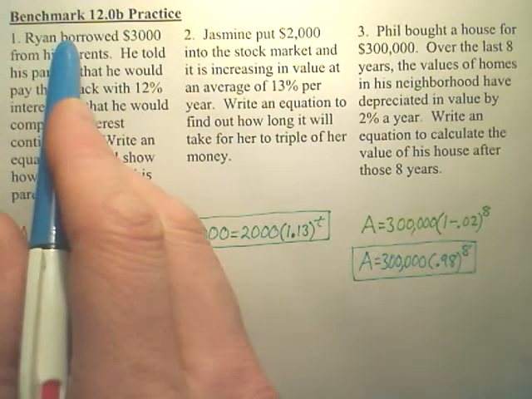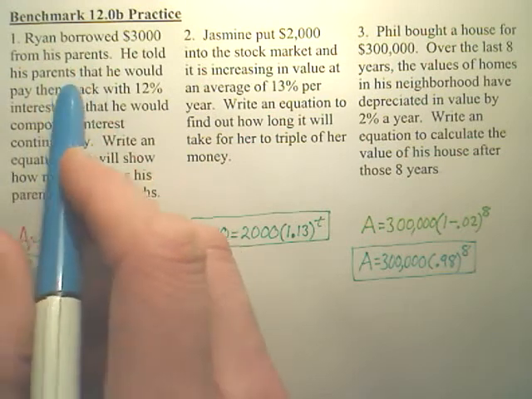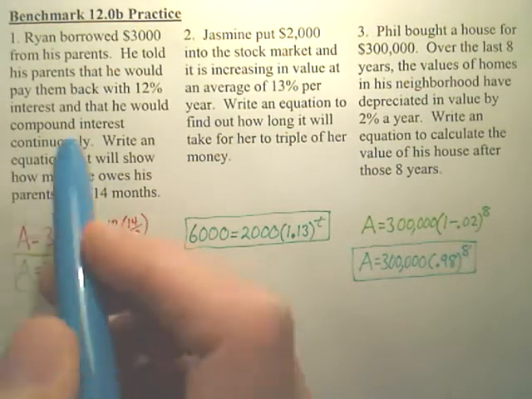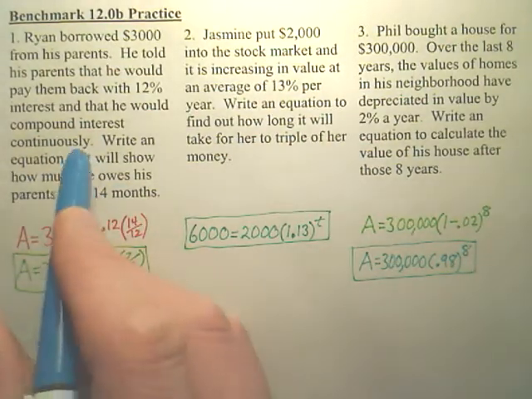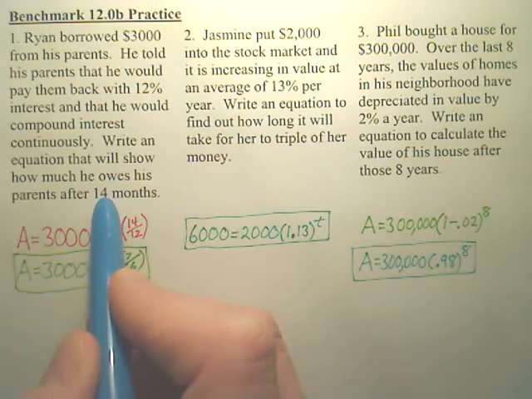Now, for this one, Ryan borrowed $3,000 from his parents. He told his parents he'd pay them 12% interest, but he's compounding it continuously. Write an equation that will show how much he owes after 14 months.